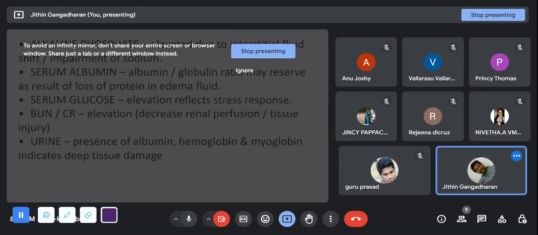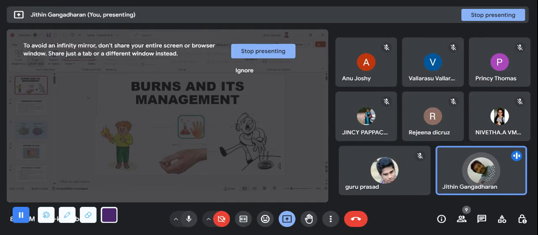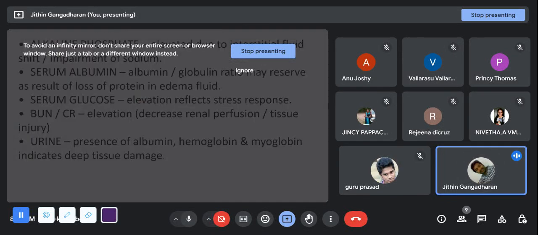Alkaline phosphatase. See, there is an elevation in the alkaline phosphatase. What happens to the serum albumin? See, albumin is a protein, right? Okay, albumin is a protein, and thus there is a reversal in the albumin globulin ratio. Why? Because of loss of protein in the edema fluid. Okay, since there is edema, you may have a decrease in the protein.